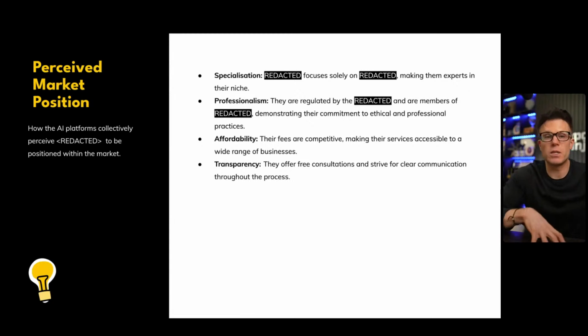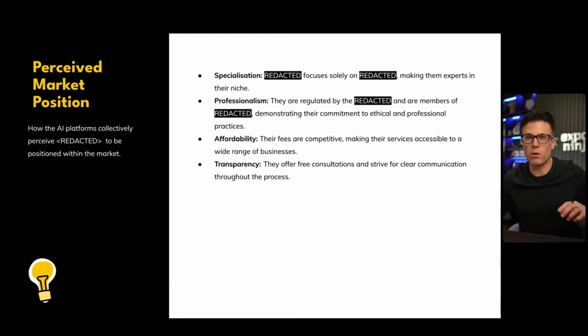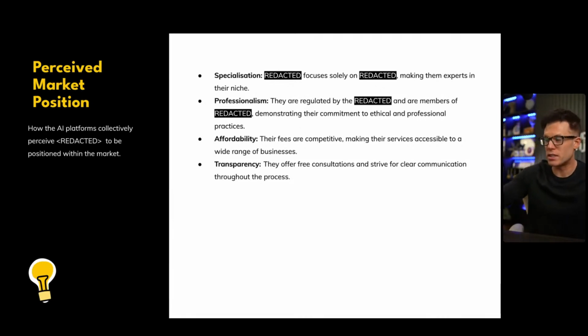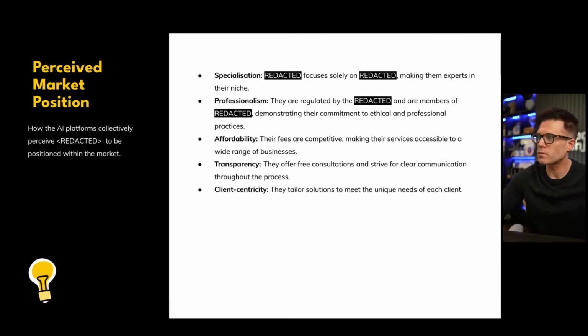And the transparency piece. So we talked about the importance of transparency here. These AI tools are often looking for specific evidence that a business is transparent. It's not just enough to say, yeah, we're transparent, or we have great service. If you can have something very specific which shows that you're transparent, for example, in this situation, free consultations and clear communication, that's something that the AI tools can take back and communicate to the audience.